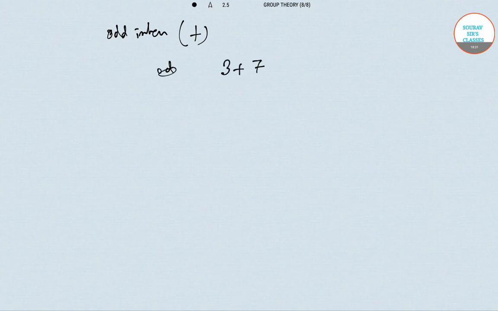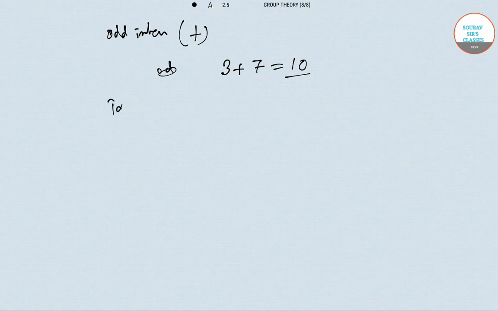Next point. Remember that the set of odd integers under addition is not a group. Why? Because it doesn't satisfy the closure property. The sum of two odd integers, say 3 and 7, is even. And the set of odd integers doesn't have the identity element, as 0 is.